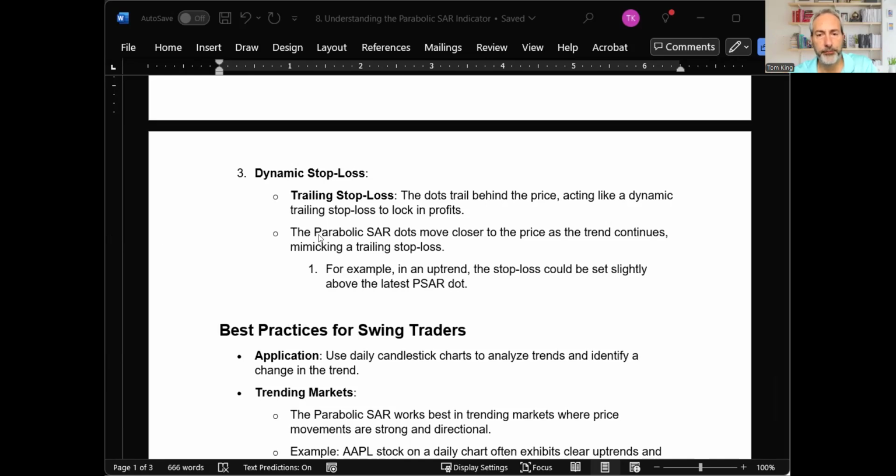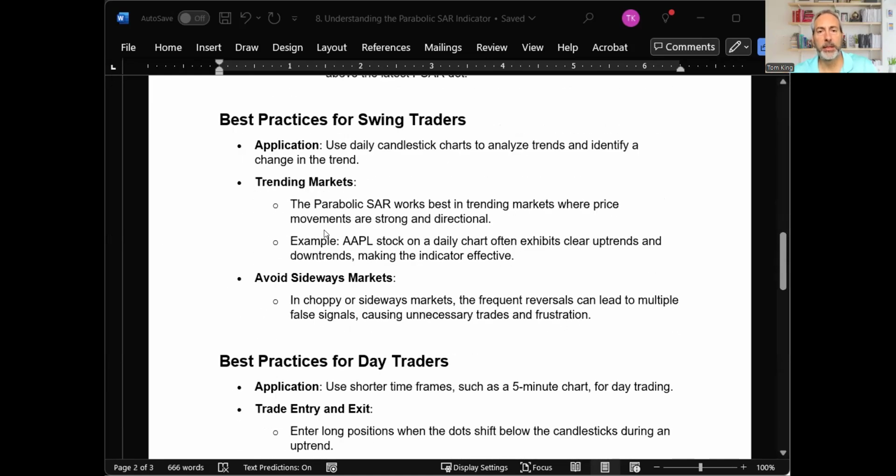All right. So they're nice for swing traders. We can use a daily candlestick chart, analyze the trends, identifying the change in the trend, and you really need a trending market. If the market's not trending, the PSAR doesn't really work well. It's going to give you all kinds of fake signals, and you really want this in a solid uptrend or solid downtrend so you can see where we are. So it works best in a trending market where we're strong, directional, moving one way, and then avoiding sideways markets.